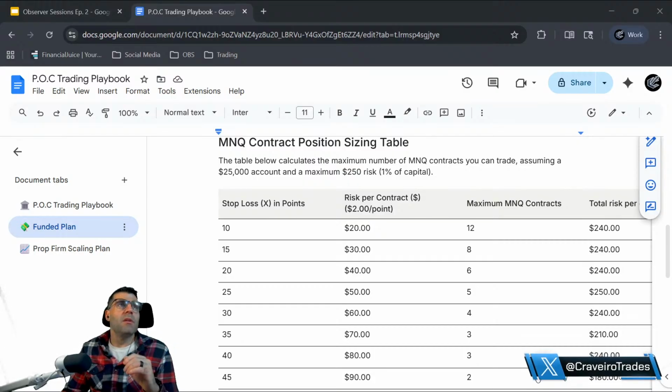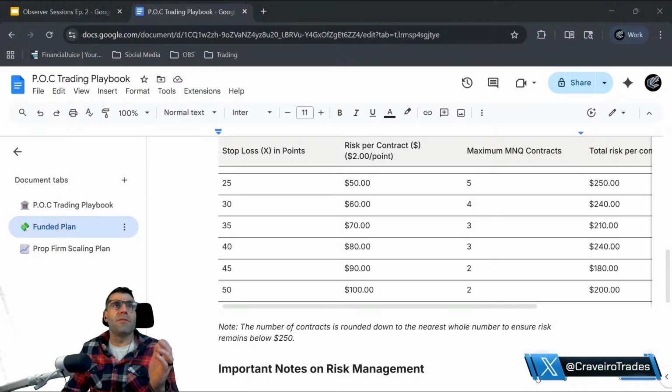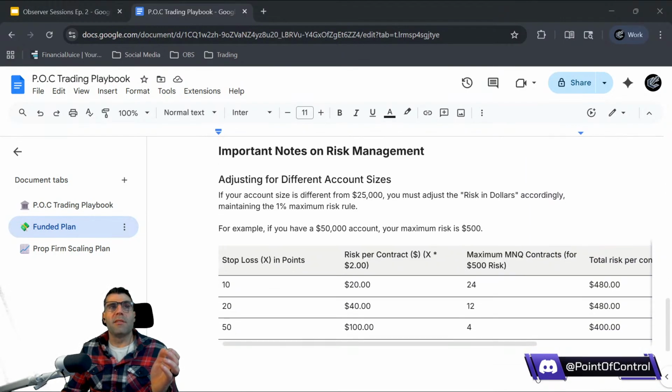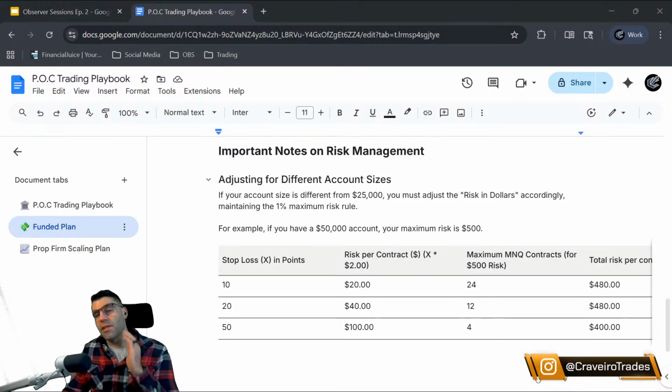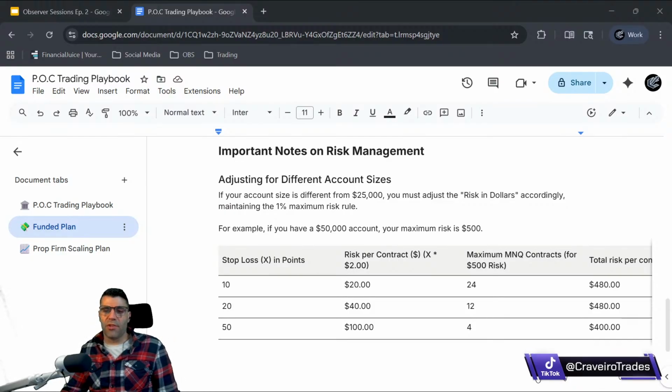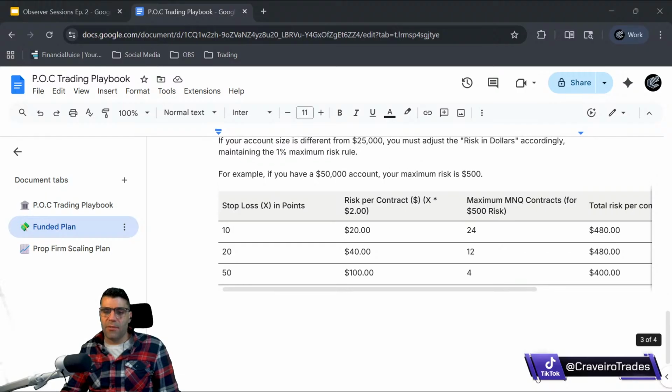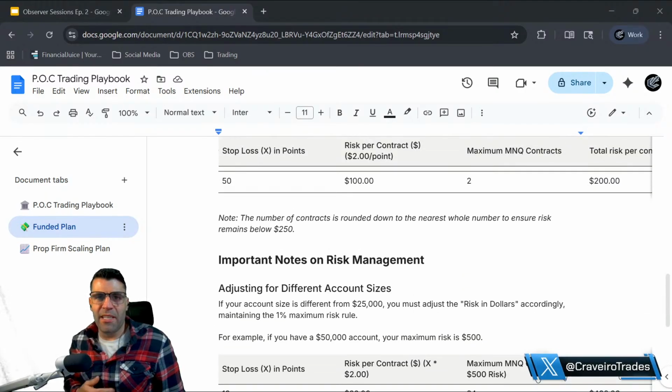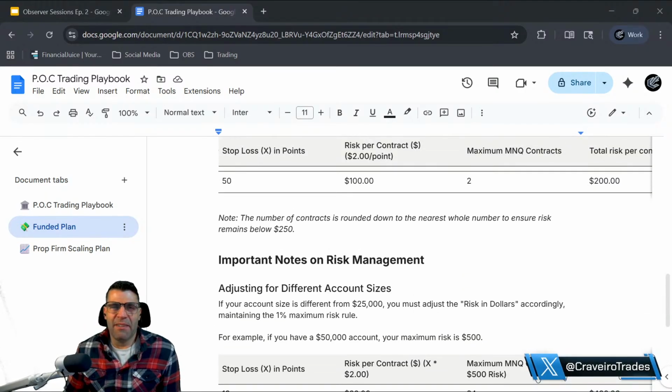Up to you. Now, I give you this table. This goes over very in depth. I really recommend going into it, and this also helps you in converting this table. If you have a $50,000 account and you don't have a 25K account, this will show you how to very easily convert the math so that you have this tool right at your fingertips every single day.